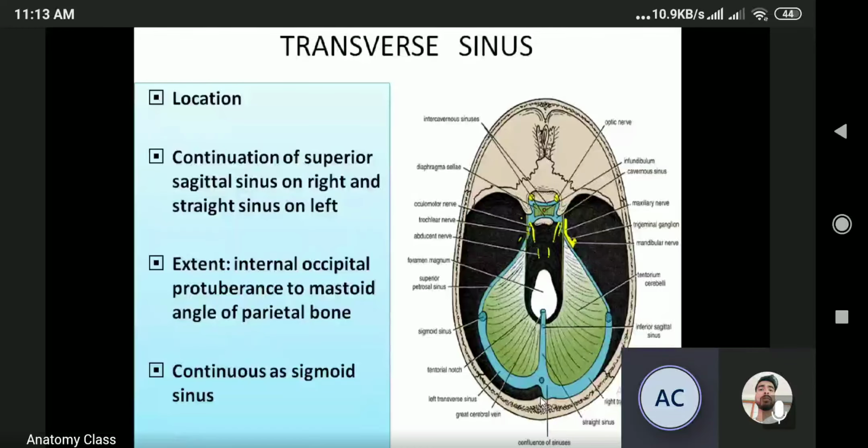Location-wise, this transverse sinus is present along the posterior attached margin of the tentorium cerebelli. This greenish colored structure represents the tentorium cerebelli, which separates the occipital lobe of the cerebrum from the cerebellum below. So the posterior attached margin of the tentorium cerebelli is the location of the transverse sinus. When we trace the transverse sinus anteriorly, it continues down as the sigmoid sinus.